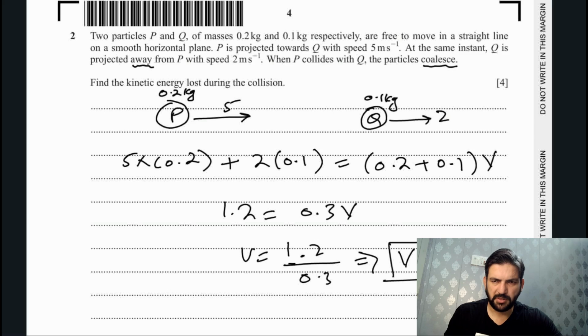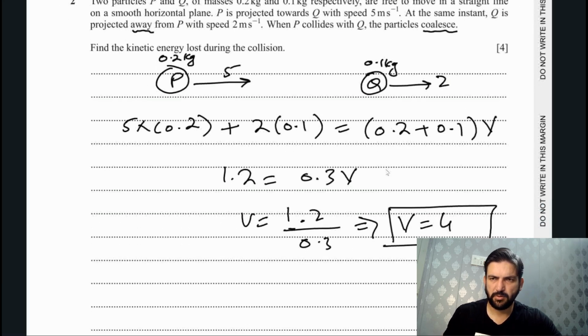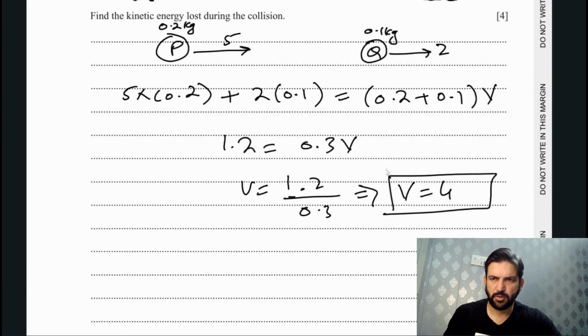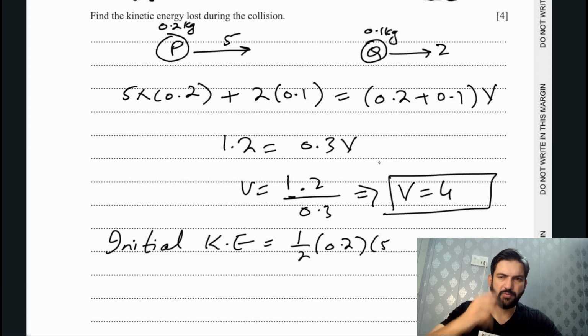Now what we have to do is find out the loss in kinetic energy. So for this, we have to find out the initial kinetic energy. Initial kinetic energy will be 1 by 2 into 0.2 into 5 square, half mv square, plus the kinetic energy of both the particles, 0.1 into 2 square. So finally, what will be the final answer?